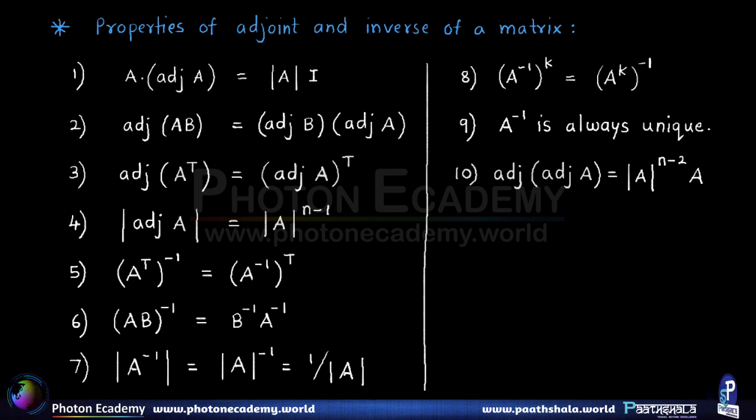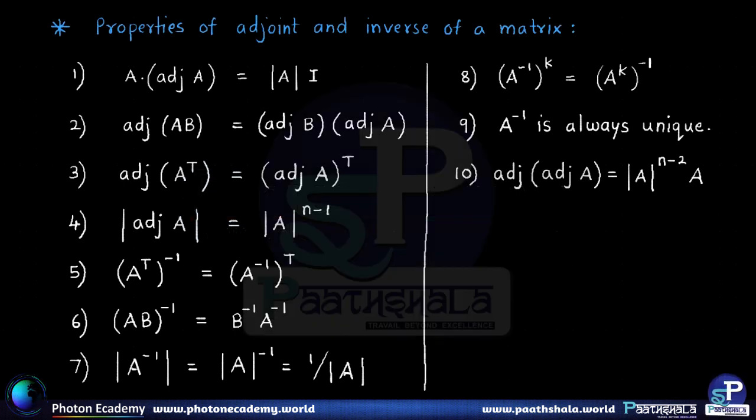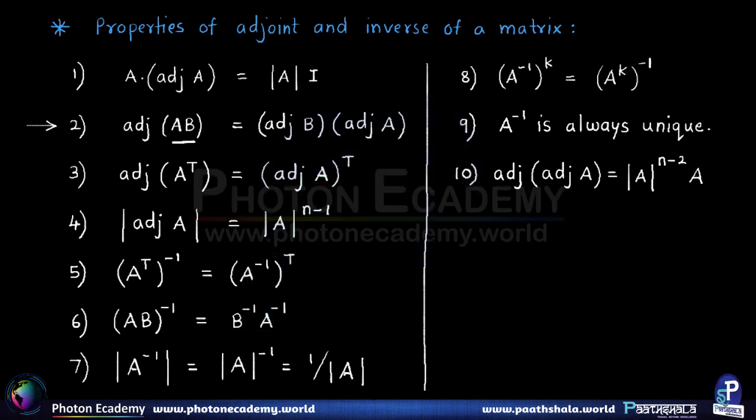Then next is adjoint of product AB is equal to adjoint of B into adjoint of A. This particular rule is called the reversal law. That is because if you see, the order of matrices gets reversed on both sides. On the left hand side it was AB, but on the right hand side it becomes BA. Alright, so that is important. That is called the reversal law.